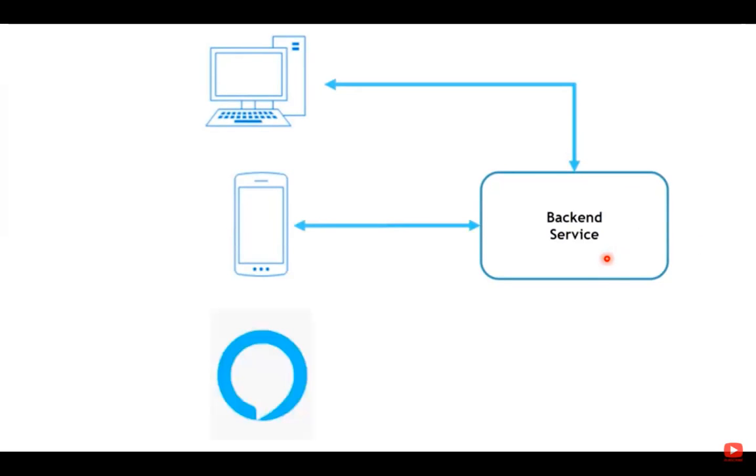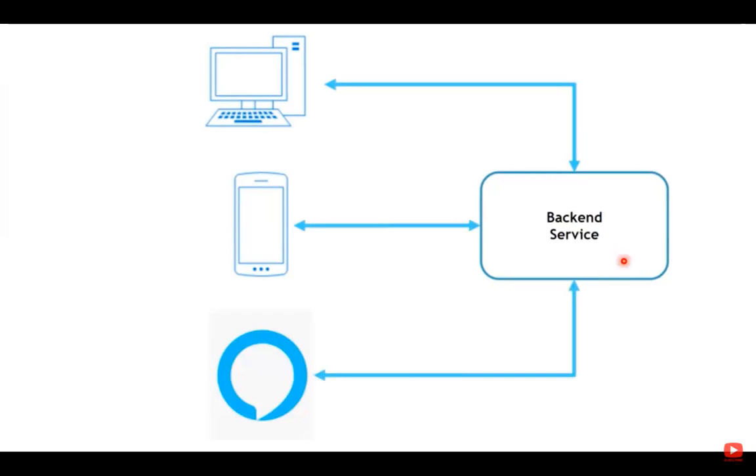Then you decided you want to grow your solution and reach more customers through different front ends, like Alexa, for example. And you decided to build a dedicated Alexa skill or Alexa app for your solution. And then you are going to connect the Alexa skill with the backend service of your solution.